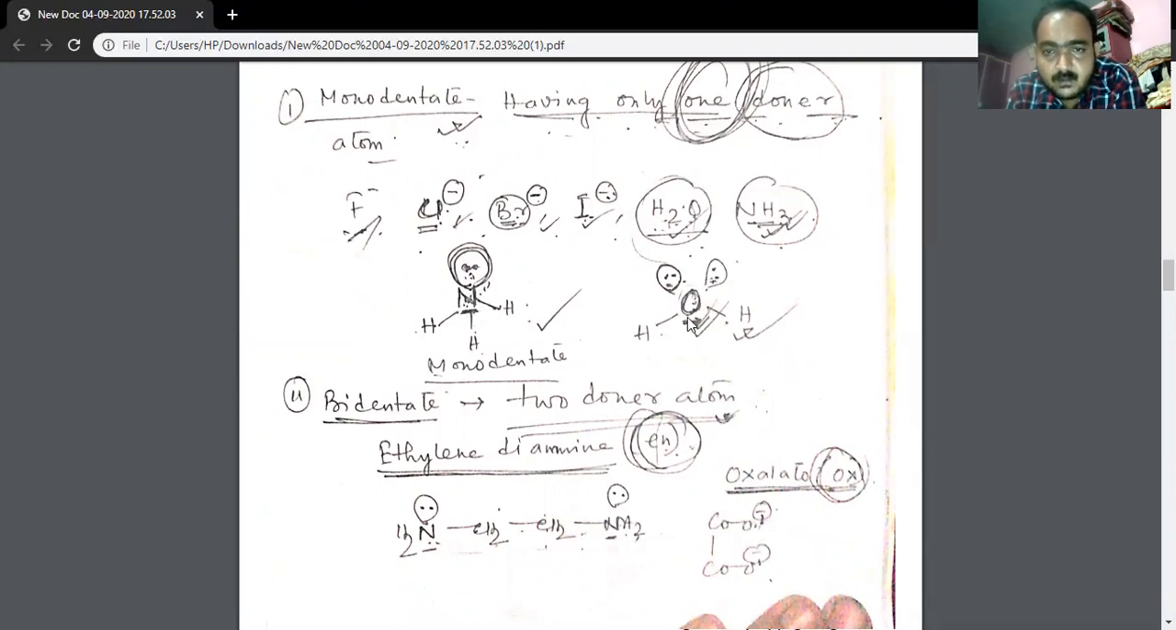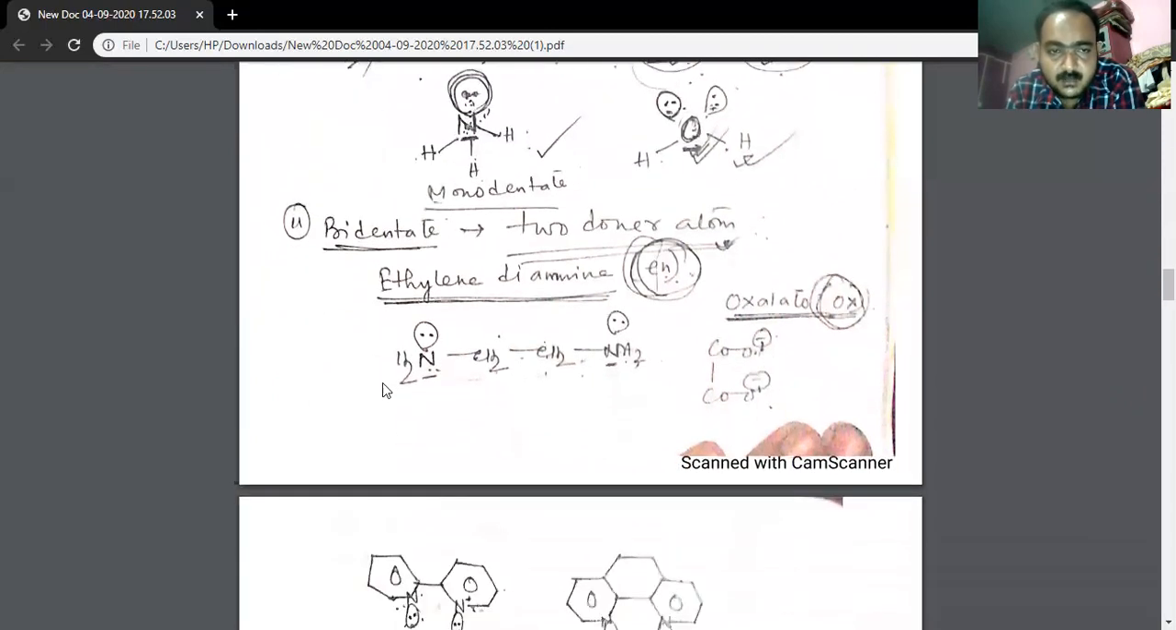In case of H2O, there are two lone pairs present on the oxygen atom, but this is none of my business. The number of atoms carrying the lone pairs is one, so this is also a monodentate ligand. Monodentate means having only one donor atom. Bidentate ligands have two donor atoms.